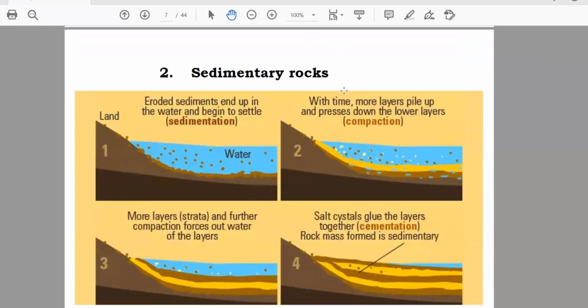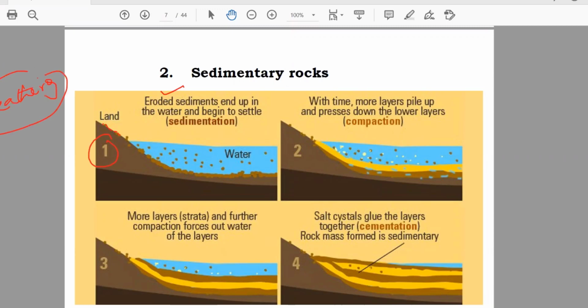After that, the other type of rock is sedimentary rocks. Now, how are the sedimentary rocks formed? See the first process. What is the first process? Eroded sediments. For example, if this is the land, the weathering, we studied the weathering.